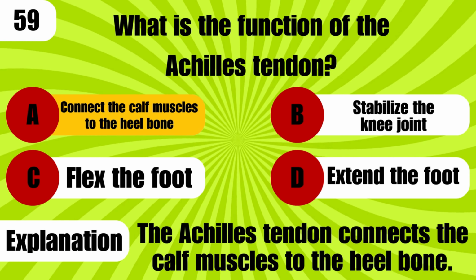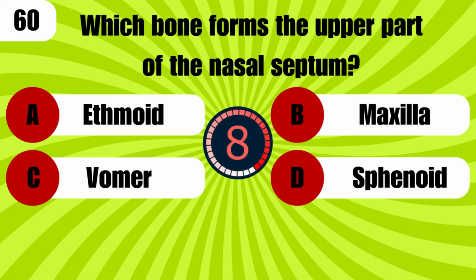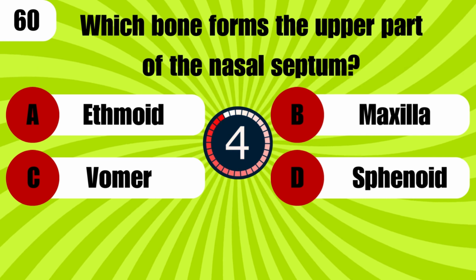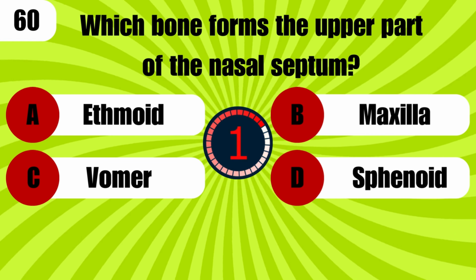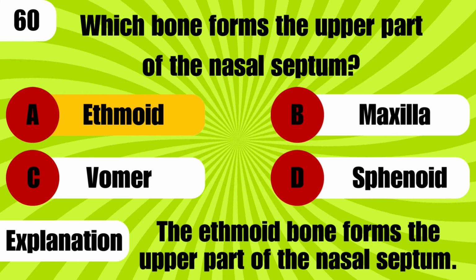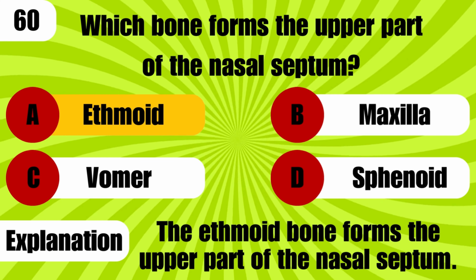Which bone forms the upper part of the nasal septum? Ethmoid, maxilla, humerus, sphenoid. The right answer is ethmoid. The ethmoid bone forms the upper part of the nasal septum.